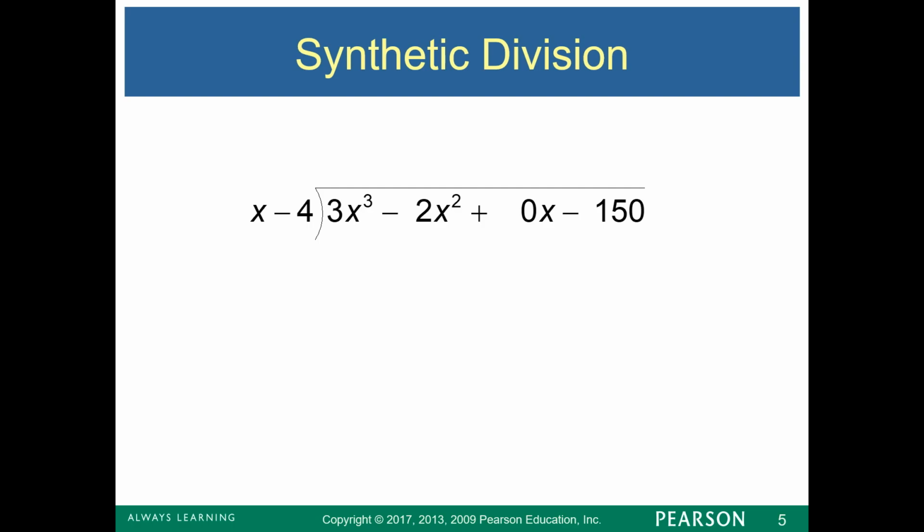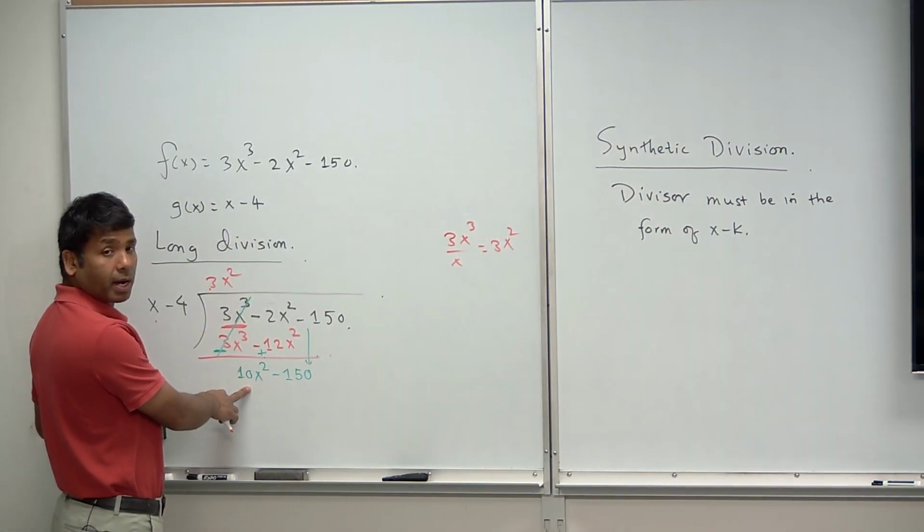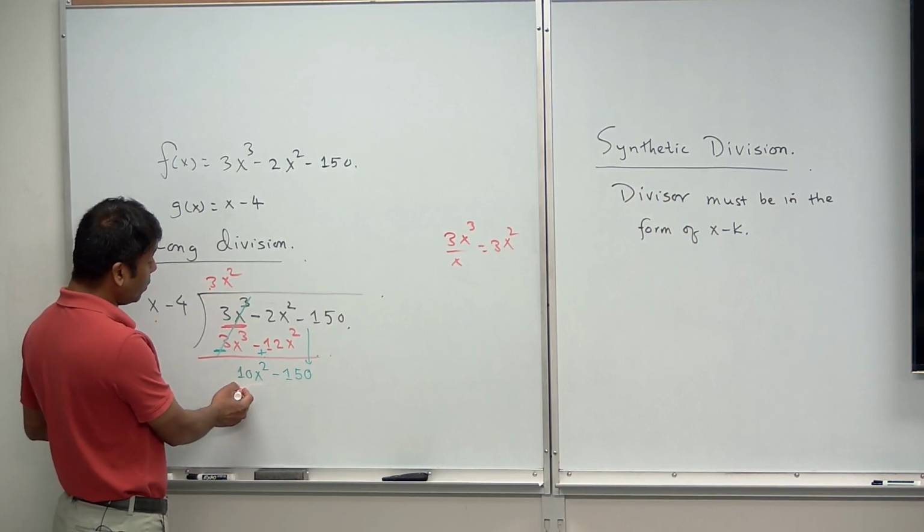And now this positive 3x cubed and negative 3x cubed, you cancel them. And what is this? Negative 2x squared plus 12x squared will be 10x squared, minus 150. Does that make sense? You bring it down, you know. You bring it down. So now again repeat the similar process. So you have a 10x squared. This is the first term of the new dividend. This is your new dividend.